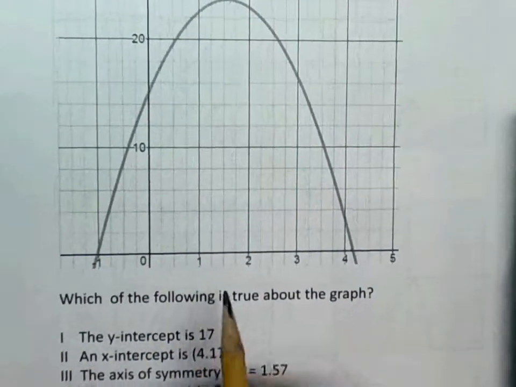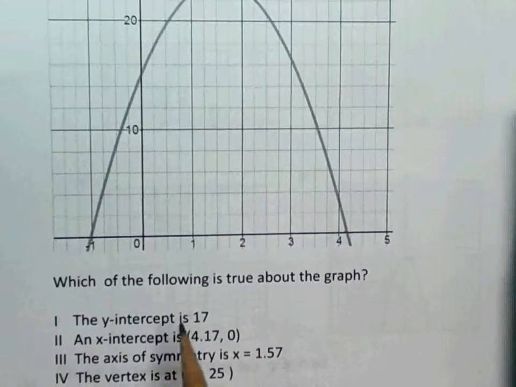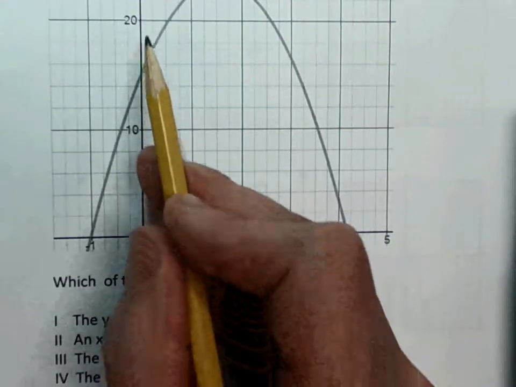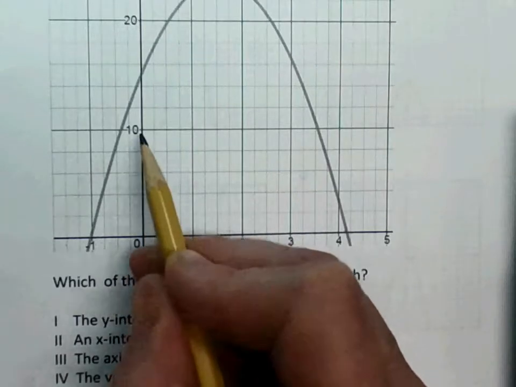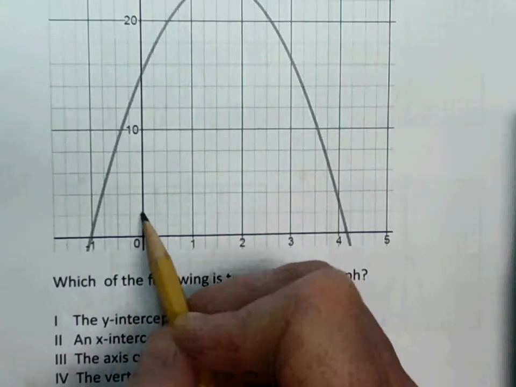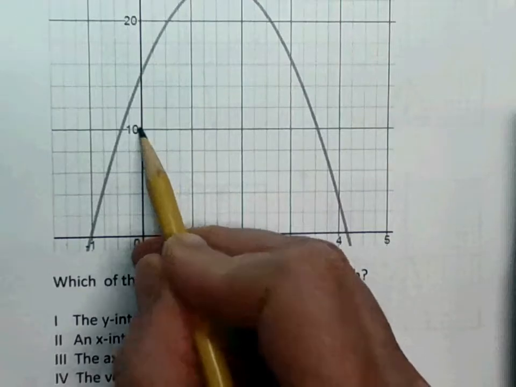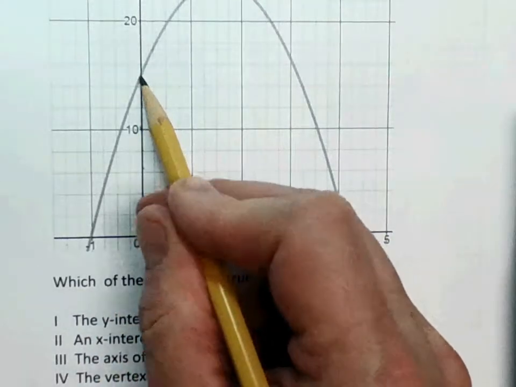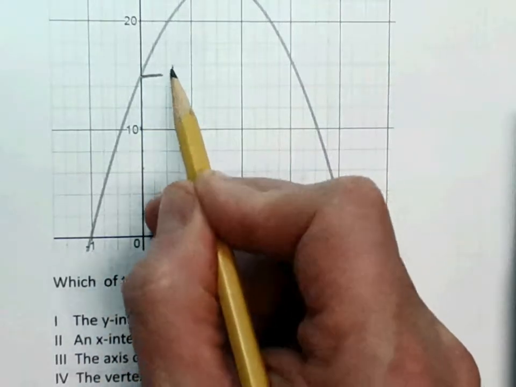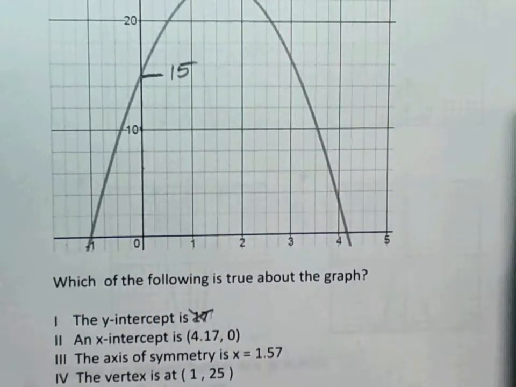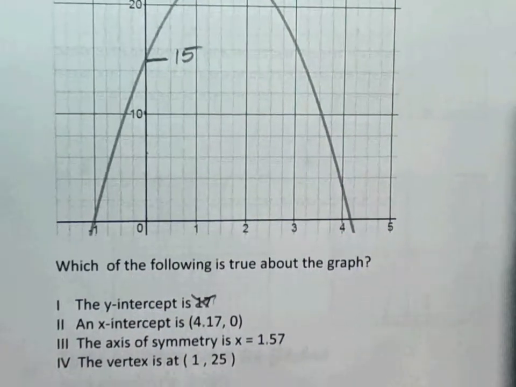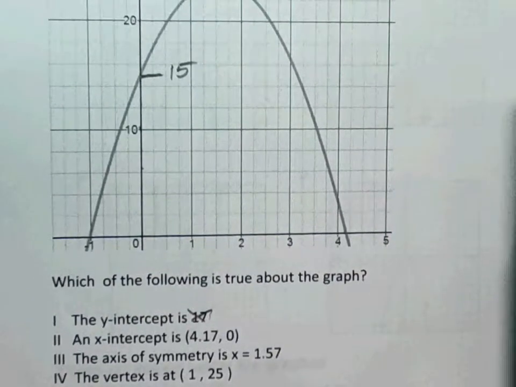So here we go. Which of the following is true? The y-intercept, here's my y-intercept, is 17. Now be careful. This one looks like it's going by 2's. 2, 4, 6, 8, 10, 12, 14. This right here is 15. It's not 17. Sorry. You're close, but we're not playing horseshoes.